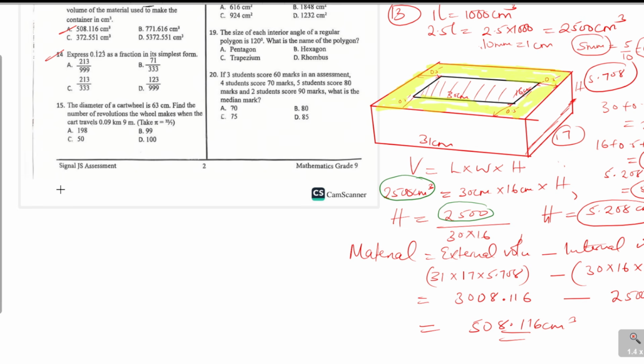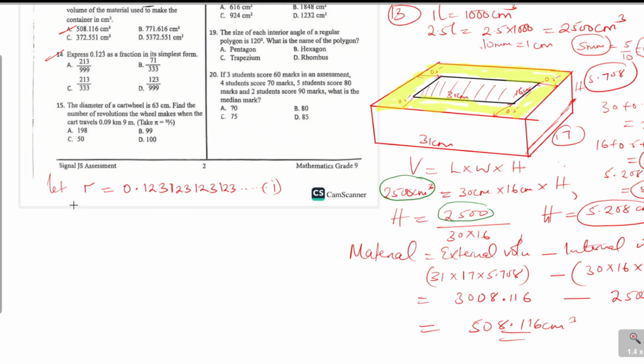You solve that question by letting the fraction be r, and that r will be represented by 0.123. When the dots are on 1 and 3, that means 1, 2, 3 is recurring: 0.123123123. That is the first equation.